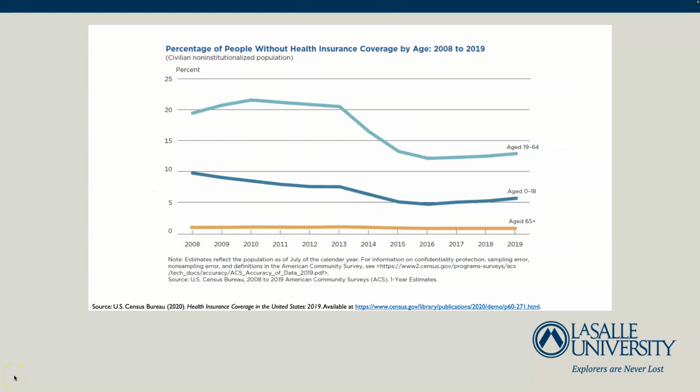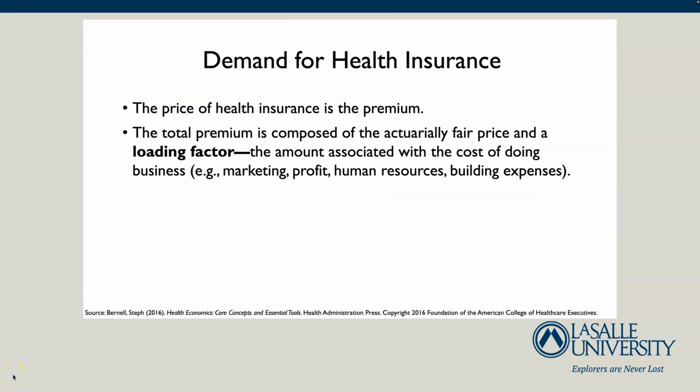So the uninsured rate in the country is still around 8%, but that varies by demographics and age groups as depicted by this chart. So what is the price of club membership? That's the health insurance premium, and the total premium is composed of the actuarially fair price and also a loading factor which reflects the cost of doing business, including planned marketing, profit, human resources, and building expenses.